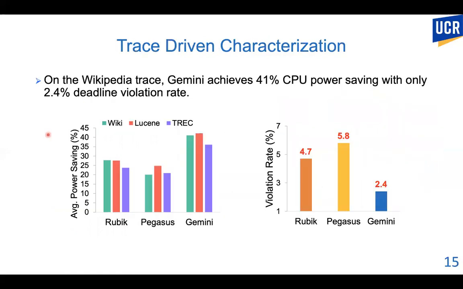The first result is from a trace-driven experiment. We can observe that Gemini has the best power-saving results on all 3 query traces, with the lowest deadline violation rate. Specifically, we achieve 41% CPU power saving with only 2.4% deadline violation rate on the Wikipedia query trace.